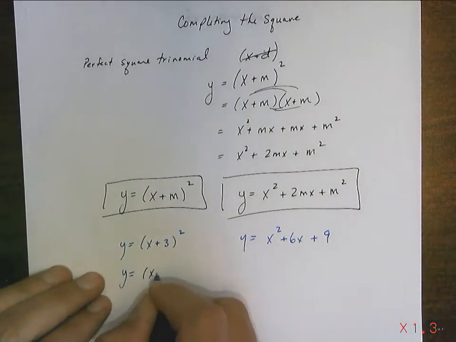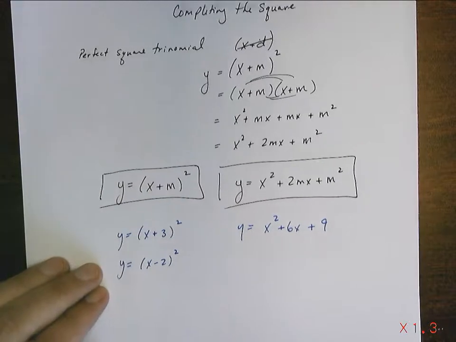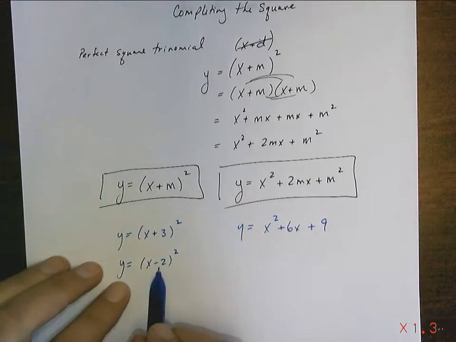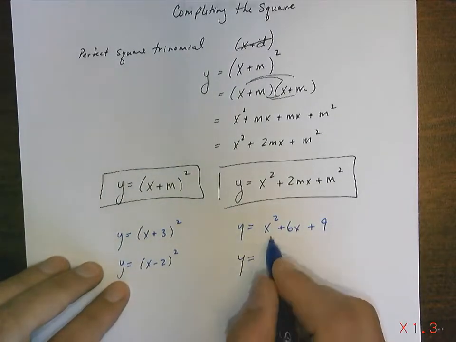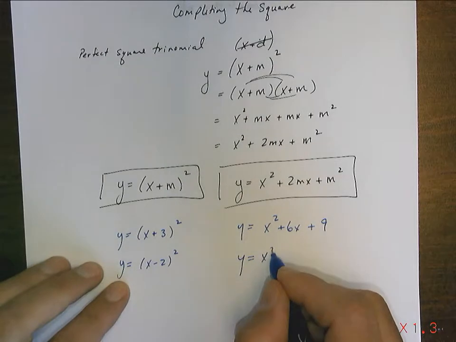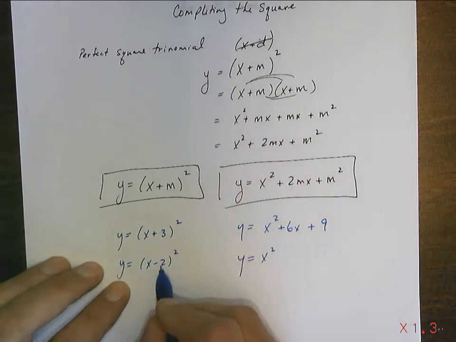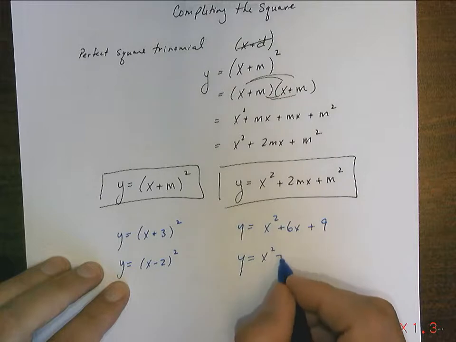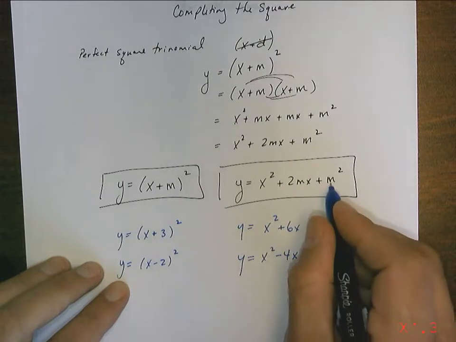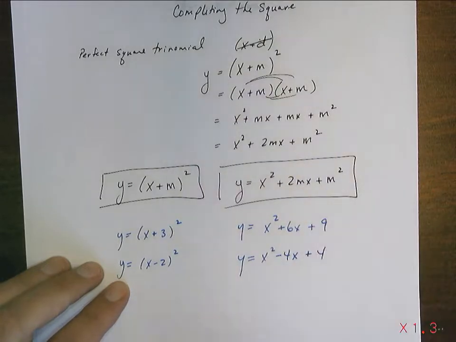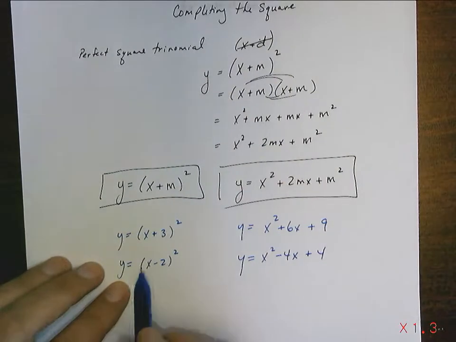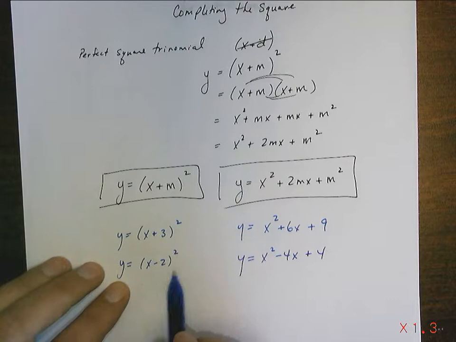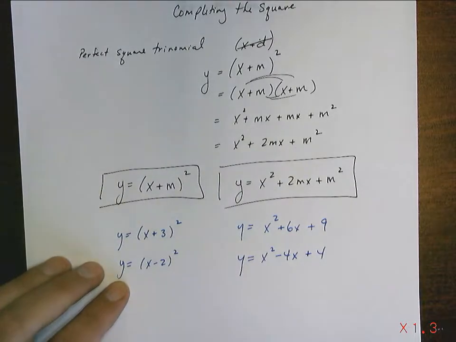y equals x minus 2 squared. Well, the magic number here is negative 2. So in its standard form, it's going to be x squared, negative 2 times 2, because my magic number is negative 2, so it's going to be negative 4x, and negative 2 squared is 4. And you can try that out. x minus 2 times x minus 2 gives you x squared, negative 2x and negative 2x is negative 4x, negative 2 times negative 2 is positive 4. Yay!